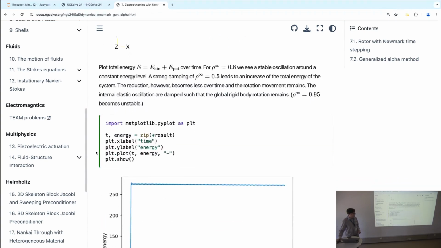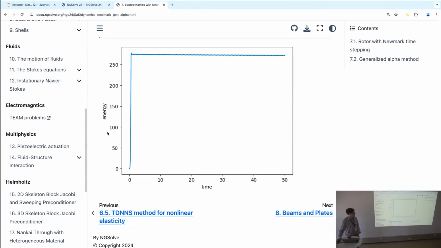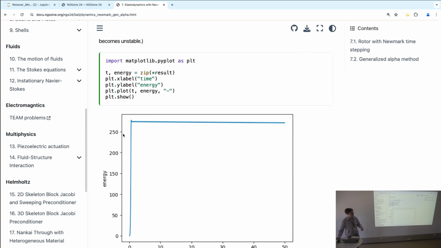And if we look at the energy, then we see at the beginning we increase because we accelerated, and then it's slightly oscillating, but it's stable. So at the beginning it goes slightly down, but then stops. And also if you have stronger damping at the beginning, it will go more down, but also then will stabilize at some point. So we also can solve nonlinear elastodynamic problems easily in NGSolve. Good.